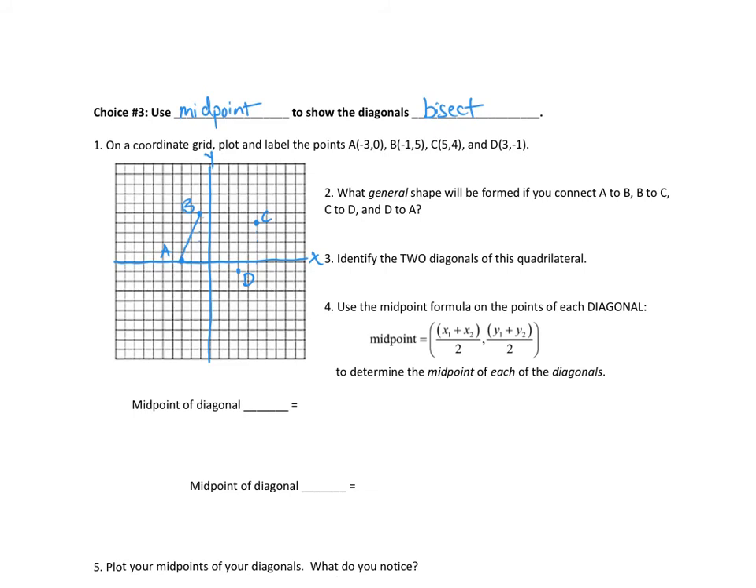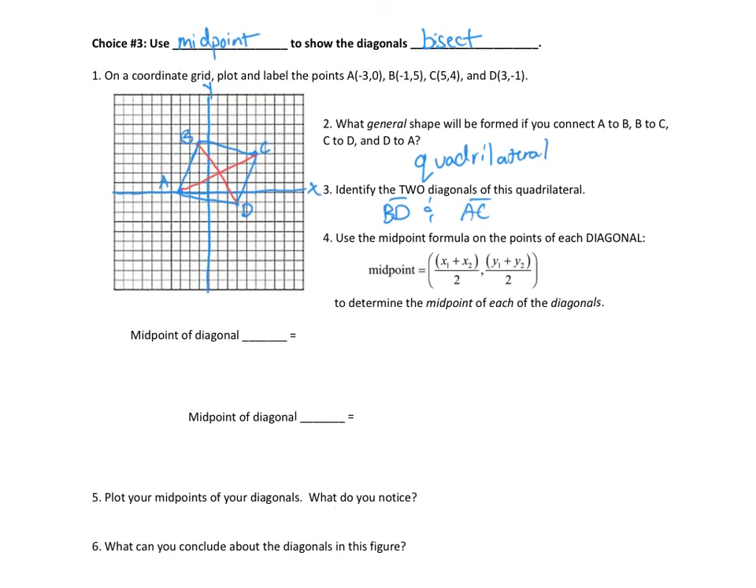Let me connect this. We are dealing with the diagonals, so the diagonals of the parallelogram are the ones in the middle. So we care about these right here. So what general shape? Once again, we have a quadrilateral. Identify two diagonals of this quadrilateral. Well, those are BD and AC. If they have the same midpoint, that means they must bisect each other. So that's how we're going to find here.